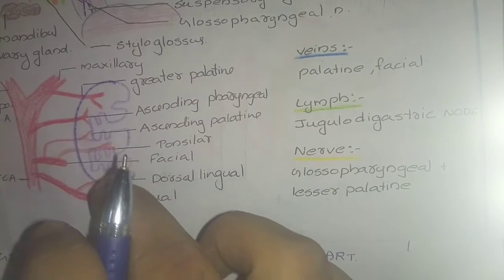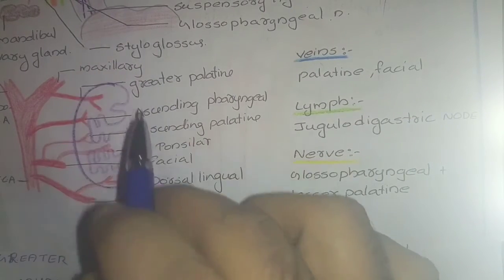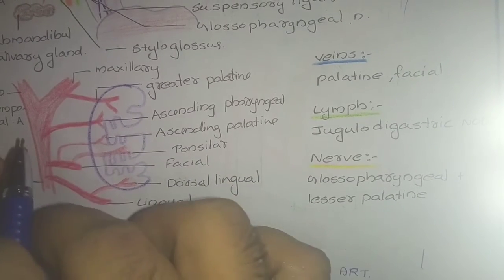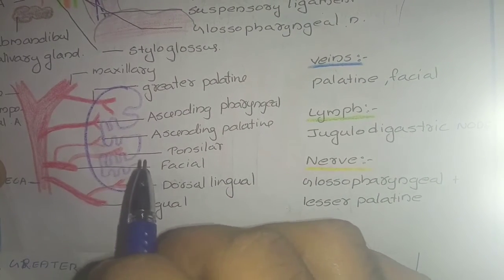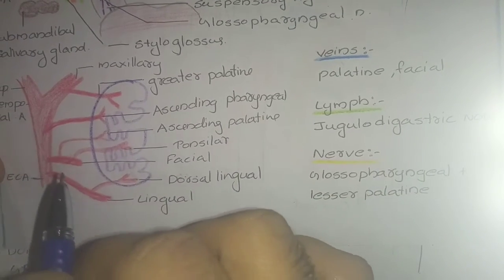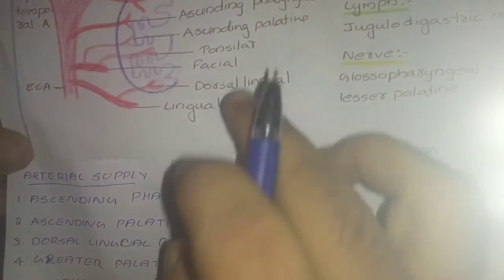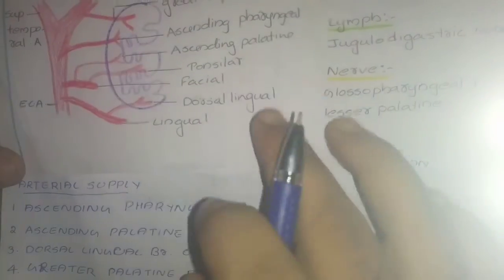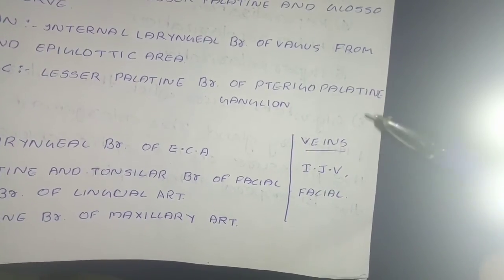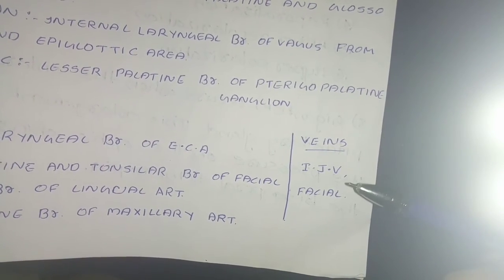Sorry, it's not the nerve, it's the artery. The same arteries are supplying the palatine tonsil. Here we can see the greater palatine branch of maxillary artery, ascending pharyngeal branch of the external carotid artery, tonsillar branch and ascending palatine branch of the facial artery, and dorsal lingual branch of the lingual artery. Here it is the same arterial supply. The venous drainage is to the internal jugular vein and facial vein. That's for the venous drainage.